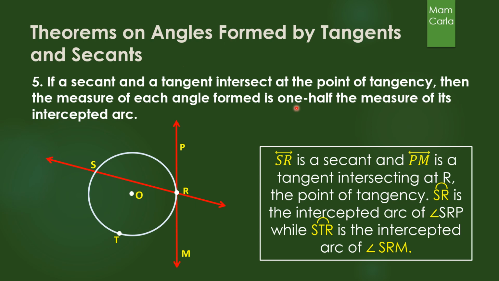Our theorem states that for us to be able to get the measure of this angle, SRP, we just need to get 1/2 of the measure of this intercepted arc, which is SR. Same is true with getting the measure of this angle, which is angle SRM. We just need to get 1/2 of the measure of arc STR. So let's try to illustrate this theorem.